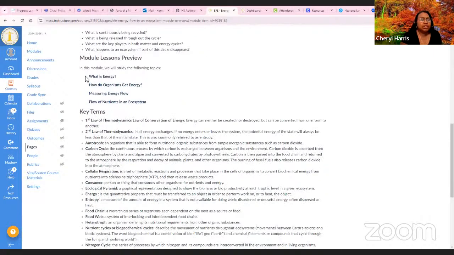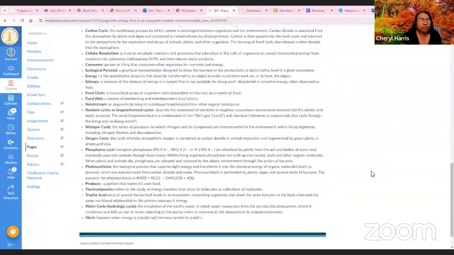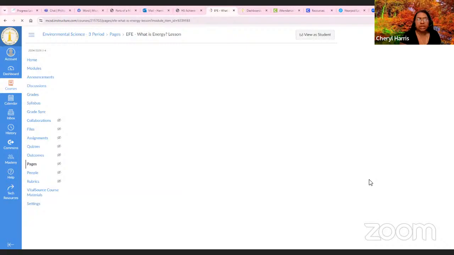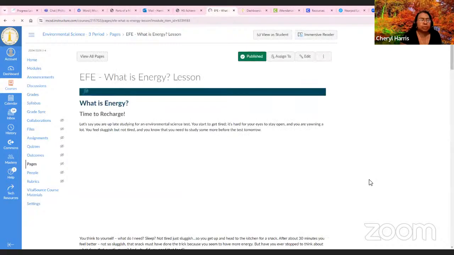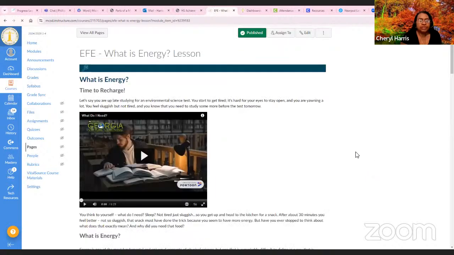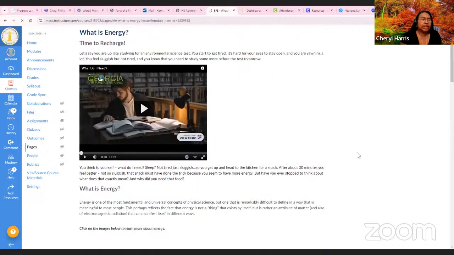What we need to look at right now is to define what is energy and how organisms get it. This page has a list of the vocabulary words. I'm going to the next page, which is actually the first page. We first need to define what is energy.